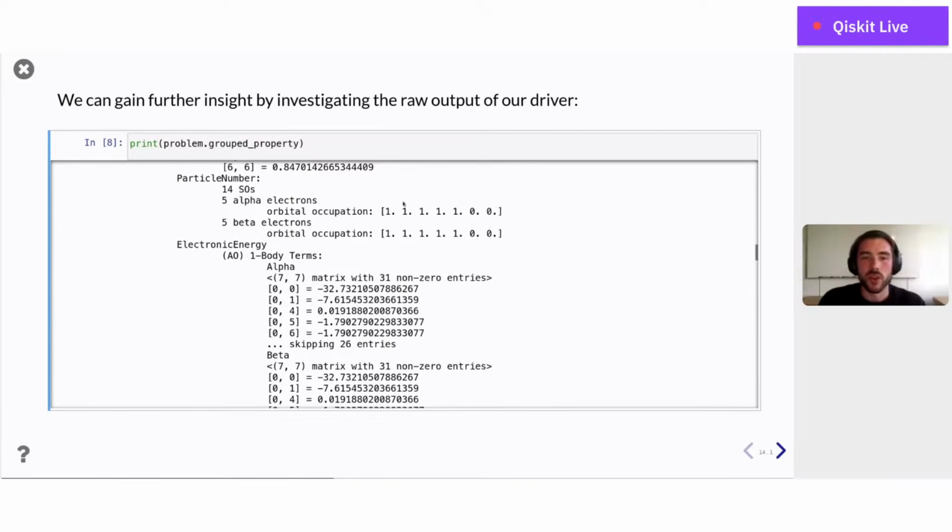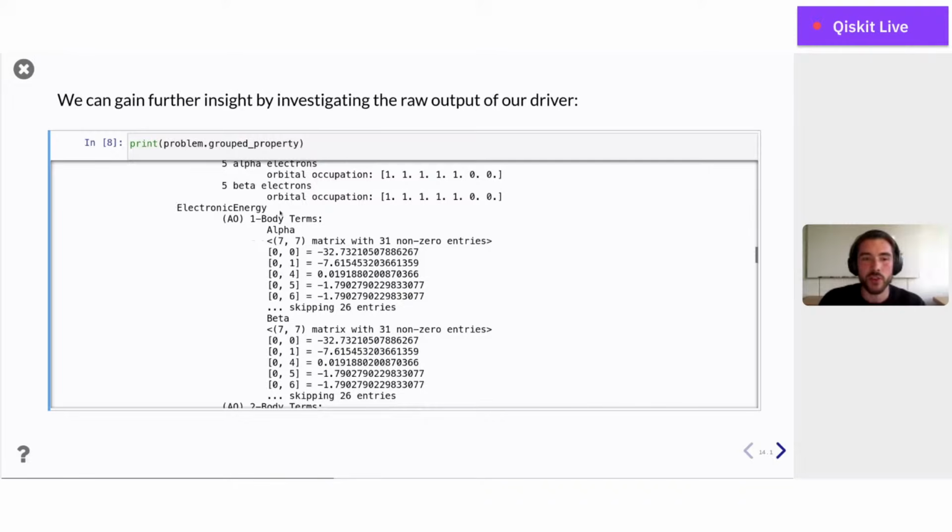And we get some additional operators. So there's the particle number operator, which tells us, again, the 14 spin orbitals in our system, as well as the number of alpha and beta spin electrons, and the occupations in which orbitals these are situated. So we have 5 alpha spin orbitals. We have 7 in total, and 5 of them are occupied, and the same in the beta case.